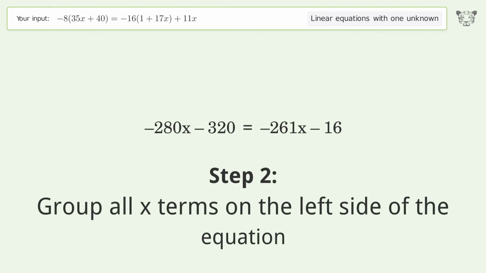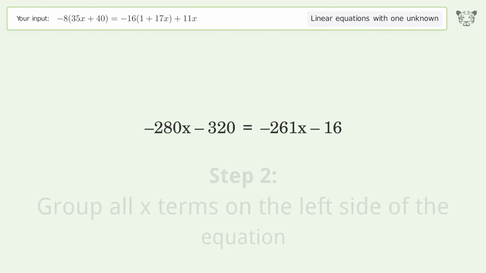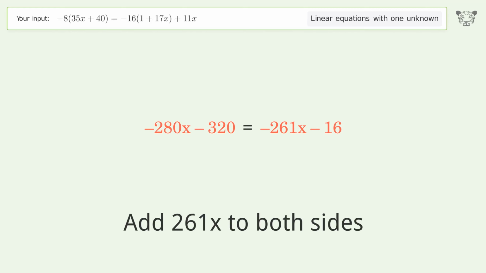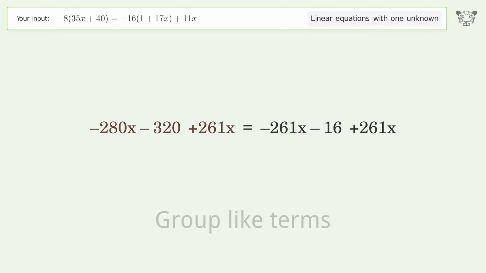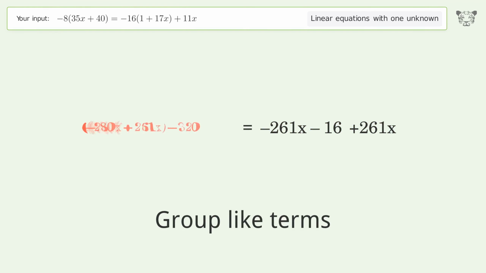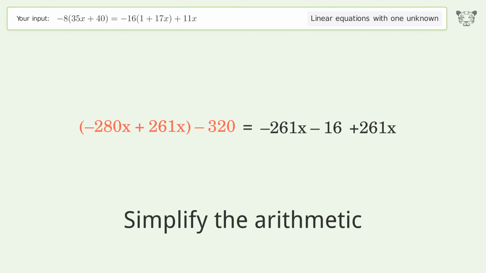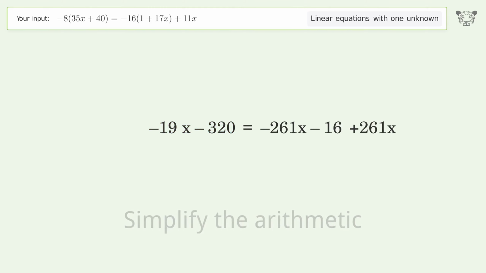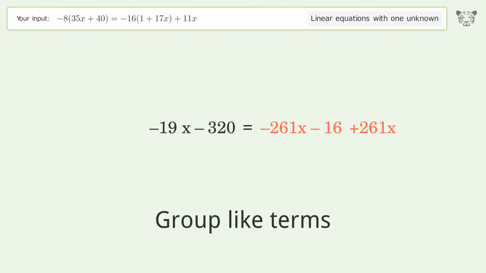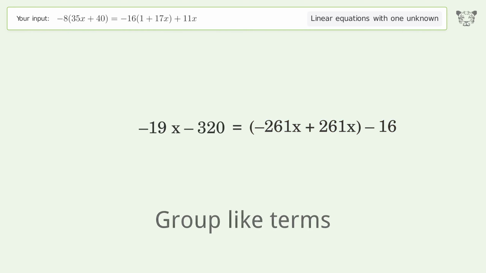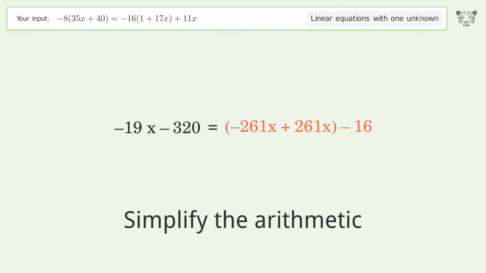Group all x terms on the left side of the equation. Add 261x to both sides. Group like terms. Simplify the arithmetic. Group like terms. Simplify the arithmetic.